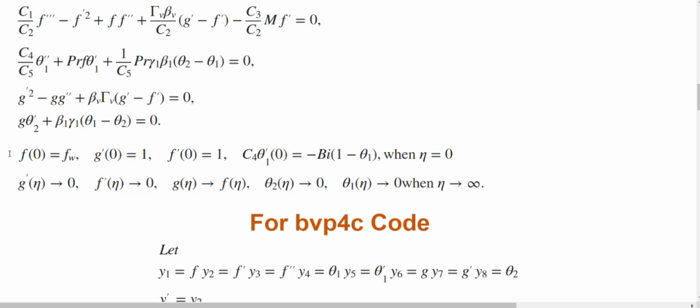This one is 1, 2, 3, 4, 5, 6, 7, 8, 9. It means that they have put, I guess, 9 boundary conditions. They have written 9 boundary conditions in the paper, which is incorrect.